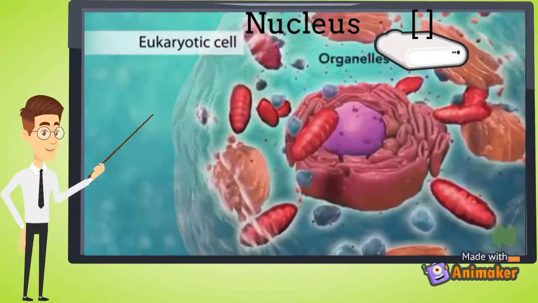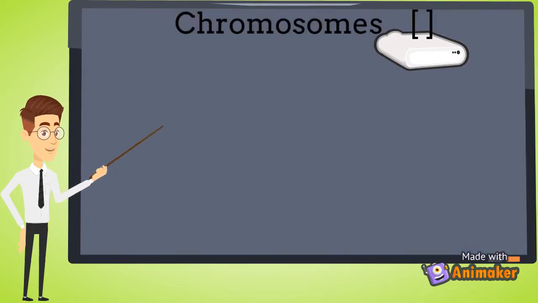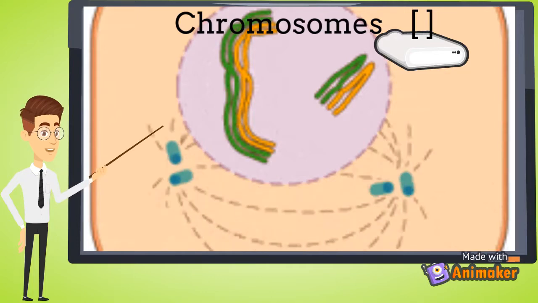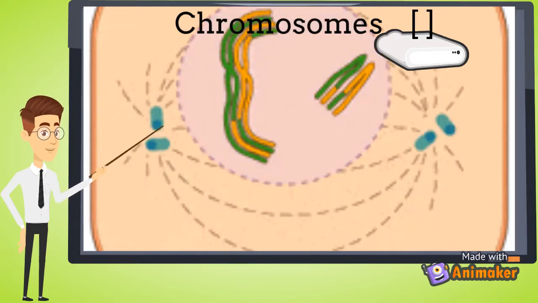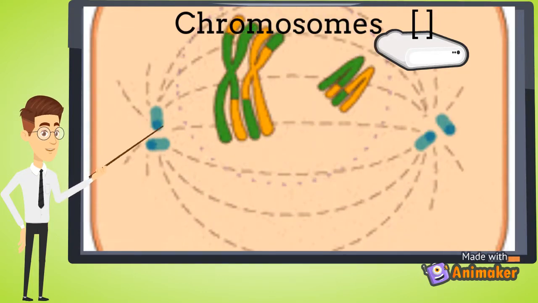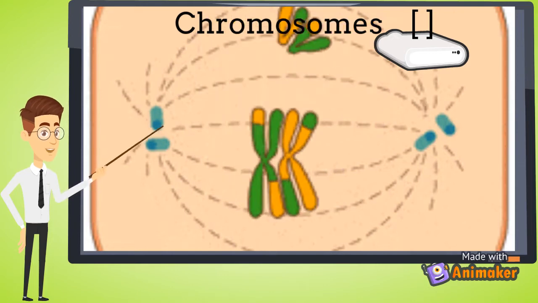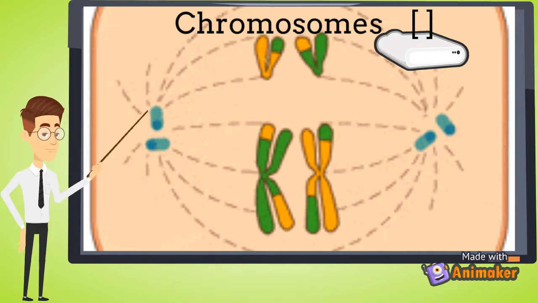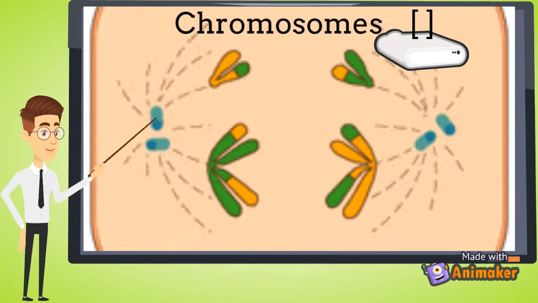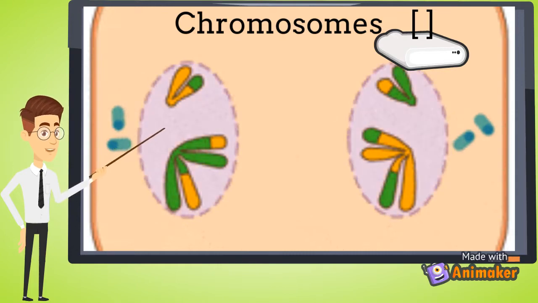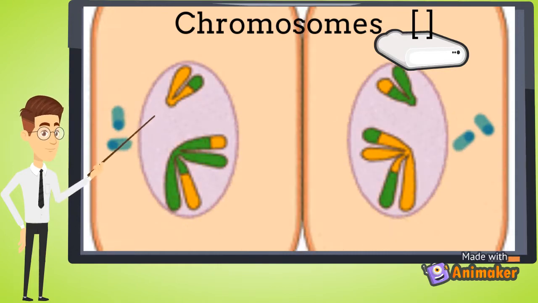contain the hereditary information. Chromosomes are the highest level of organization of DNA and proteins. The main function of chromosomes is to carry the DNA and transfer the genetic information from parents to offspring. Chromosomes play an important role during cell division. They protect the DNA from getting tangled and damaged.